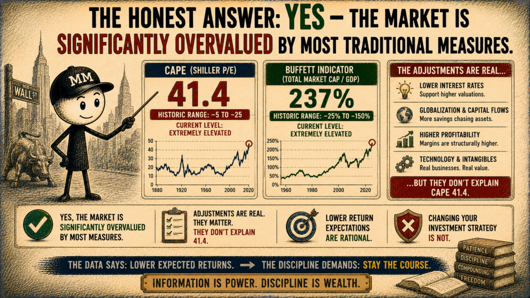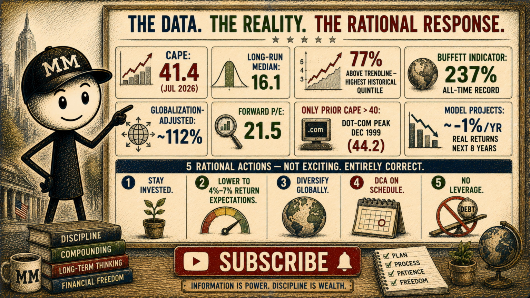The Buffett Indicator at 237% is at an all-time record high. The historical relationship between these readings and subsequent forward returns suggests lower than average returns over the next decade. The adjustments are real and meaningful. The globalization-adjusted Buffett Indicator sits at approximately 112%. Elevated, but not extreme. The forward PE of 21.5 is above average, but pricing in genuine AI-driven earnings growth expectations.